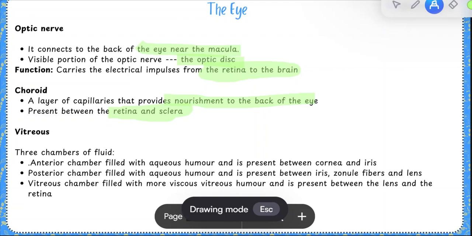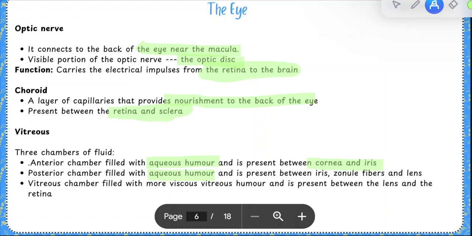You have the anterior chamber filled with the aqueous humor and is present between the cornea and the iris. You have the posterior chamber filled with the aqueous humor, which is present between the iris, zonule fibers, and lens. And then you have the vitreous chamber, which is filled with more viscous vitreous humor.